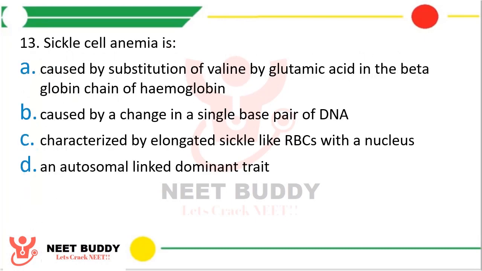Question number 13. Sickle cell anemia is caused by substitution of valine by glutamic acid in beta globin chain of hemoglobin, caused by change in single base pair of DNA, characterized by elongated sickle-like RBC with a nucleus, and autosomal linked dominant trait. You have to find the correct statement about sickle cell anemia. So the correct answer is option B. It is caused by a change in a single base pair of DNA.